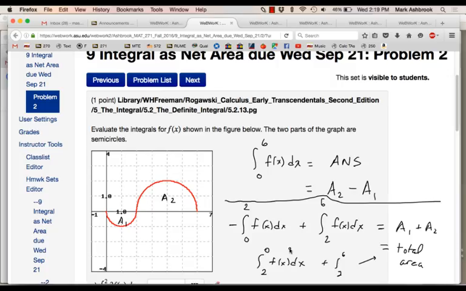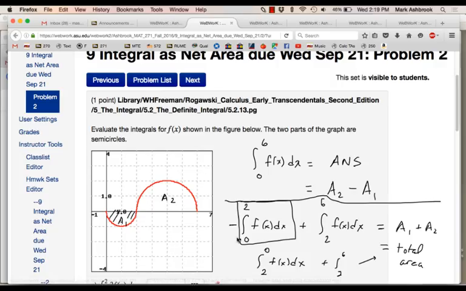Question. If you evaluated the integral from 0 to 2 of f(x) dx without the negation, wouldn't that give you a negative number? Yes, it would. You're saying that negative is going to make it positive. Yes, this integral right here that I'm putting a box around is negative. It's the opposite of area A1. It's the opposite of this shaded region.